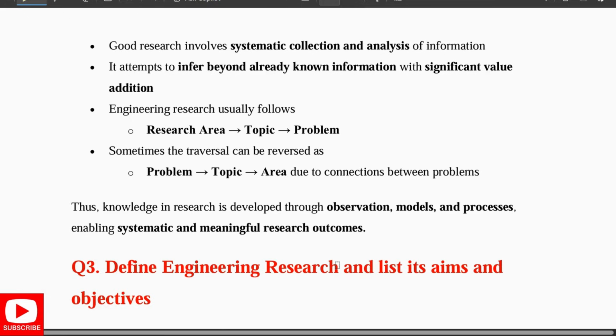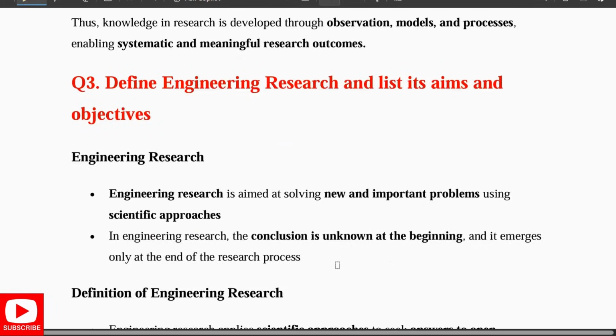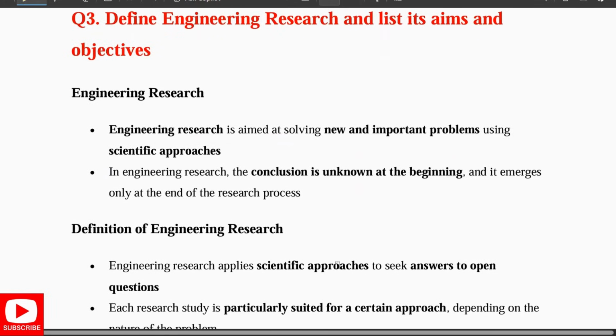The problem, in that problem, what is the topic and area that is occurring due to the connection between the problems. So thus you can say knowledge and research developed through observation, by modeling, and by processes enabling systematic and meaningful research outcomes. Next comes: define engineering research and list its aims and objectives.